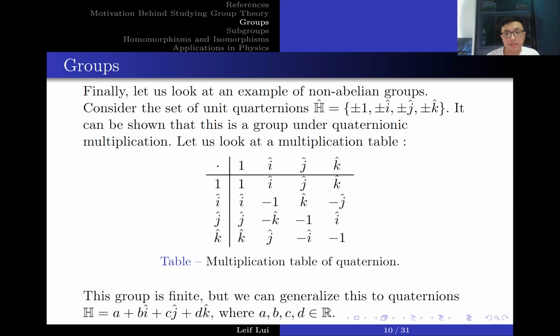The next one we have to check is whether there's an identity, and we can clearly see that 1 is the identity, because 1 times 1 is 1, 1 times i is i, 1 times j is j, 1 times k is k. And if we swap the order, i times 1 is i, j times 1 is j, and k times 1 is k. So 1 is clearly the identity.